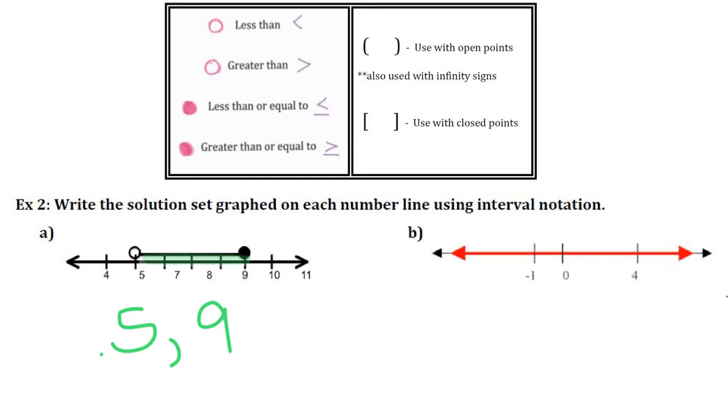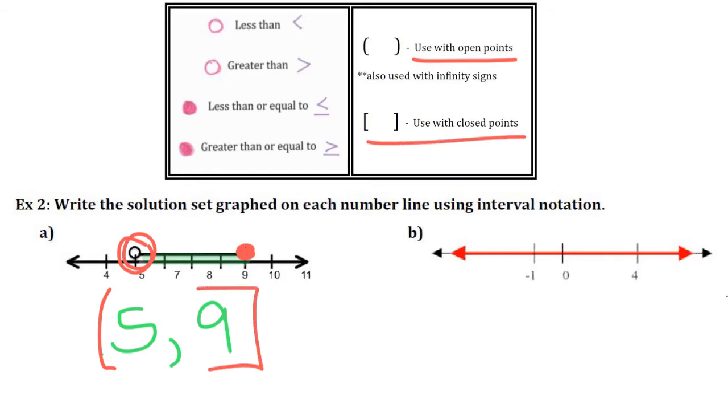Now what I want to do, remember we said we need to decide between parentheses and brackets. So when I look at that 5, notice it is an open circle here at 5. So we are not counting the point 5. And then if I go to my key up above, it says use a parenthesis with any kind of open point. Now notice 9 is filled in, right? We are counting the value 9. It's a solid dot.